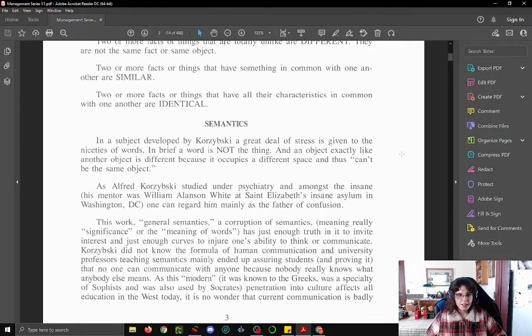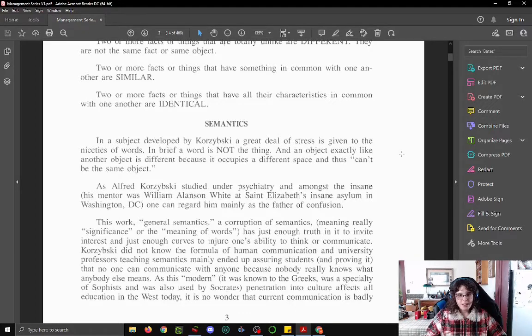Semantics. In a subject developed by Korzybski, a great deal of stress is given to the niceties of words. In brief, a word is not the thing, and an object, exactly like another object, is different because it occupies a different space and thus can't be the same object. As Alfred Korzybski studied under psychiatry and amongst the insane, his mentor was William Allinson White at St. Elizabeth's Insane Asylum in Washington, D.C. One can regard him mainly as the father of confusion.